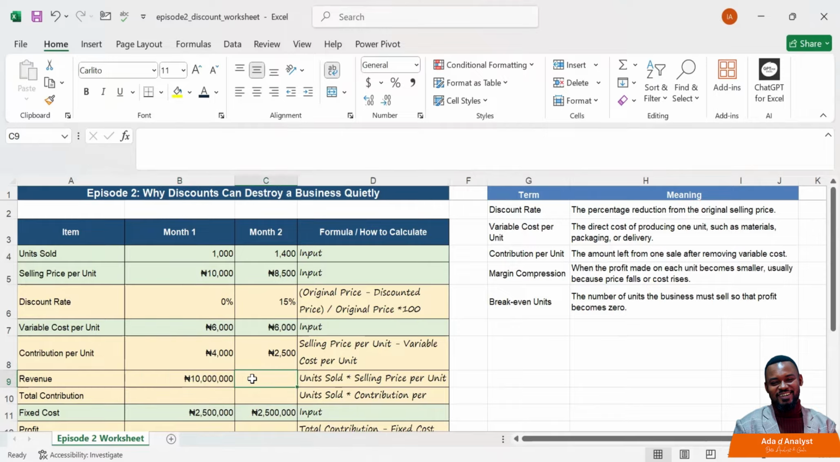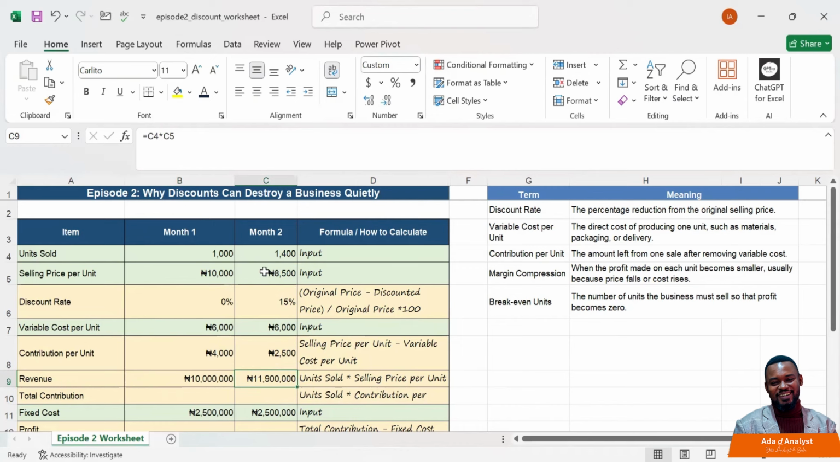Let us determine the revenue for month 2. We'll say equals units sold in this month, which is 1,400, multiplied by the selling price per unit. The selling price per unit for month 2 was 8,500. Let's hit enter, and we'll get our revenue for that month. Again, we can just copy this formatting and drop it there.